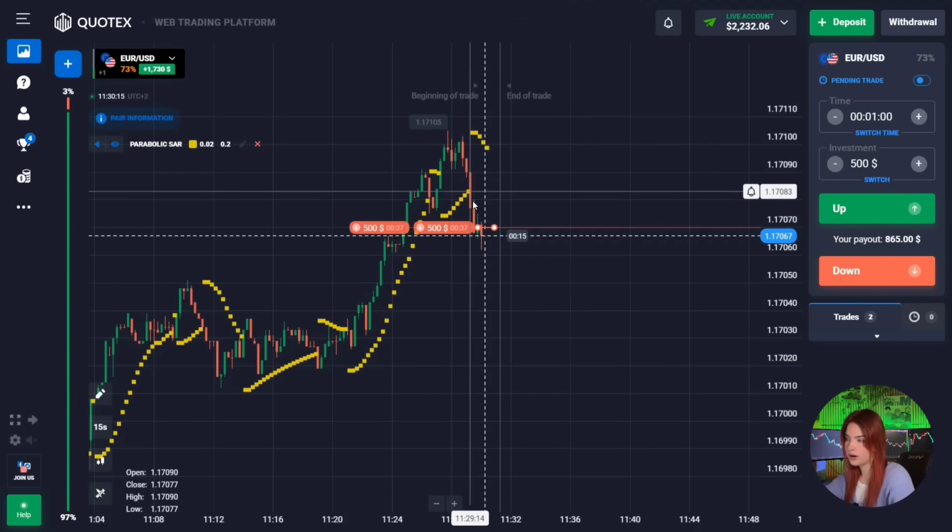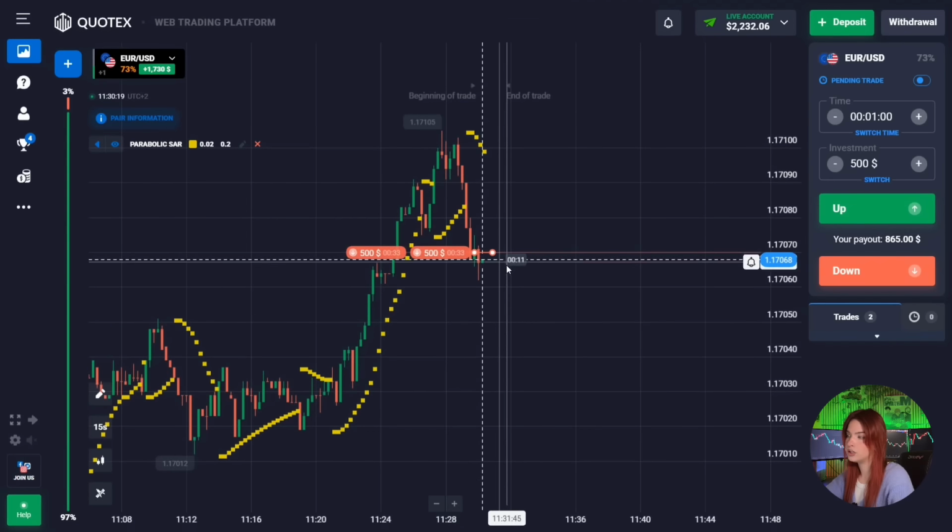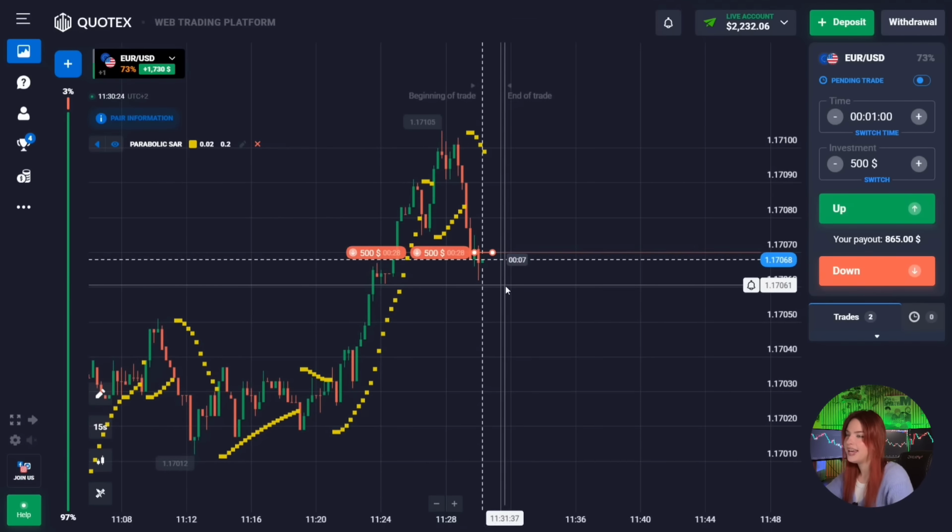It is possible that the price will continue to move down. That's why I have opened a deal here for just 1 minute. I hope that we will be able to earn on this downward movement. And now let's wait for the outcome, guys.